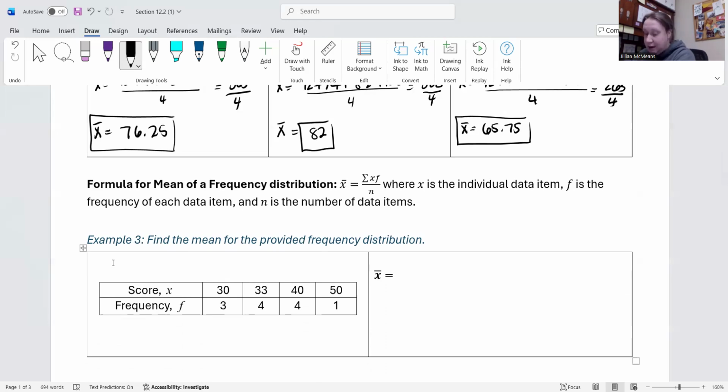So what we have here in example 3 is it says, find the mean for the provided frequency distribution. Well, how on earth would we do that? Well, remember, when you have a frequency distribution, you have some value. In this case, we have 30. And then we have a frequency of 3. So that means that secretly this is 30, 30, and then 30. So that represents 3 data items, each of which is a 30. Next, we have a 33. It has a frequency of 4. So that means we would have 33 listed 4 times.